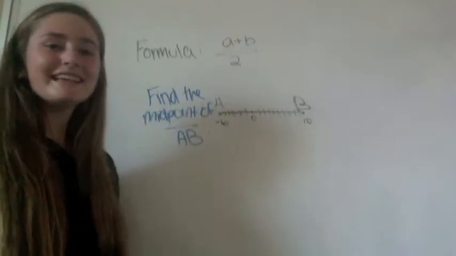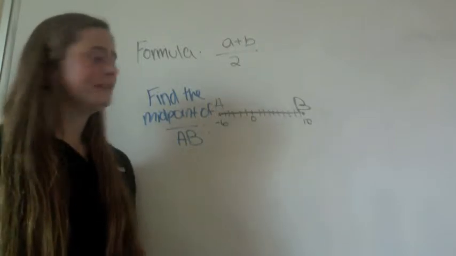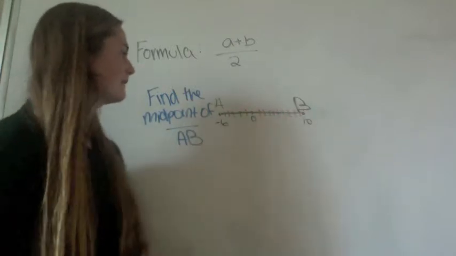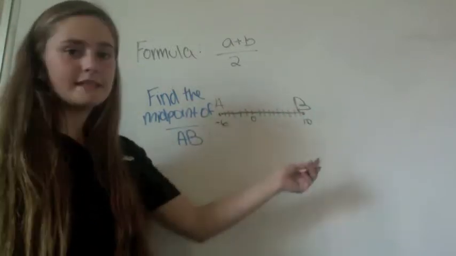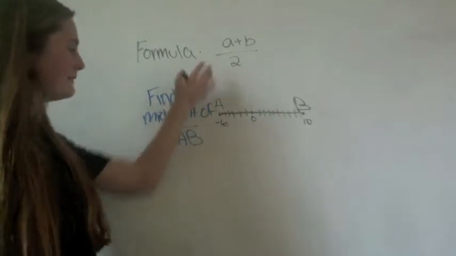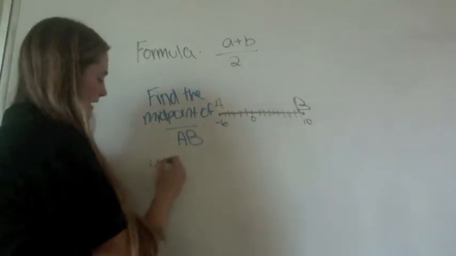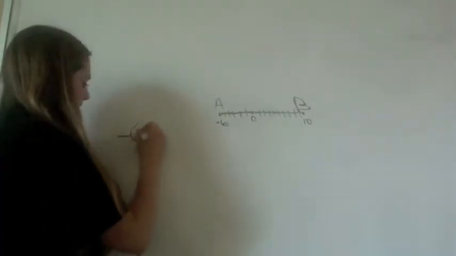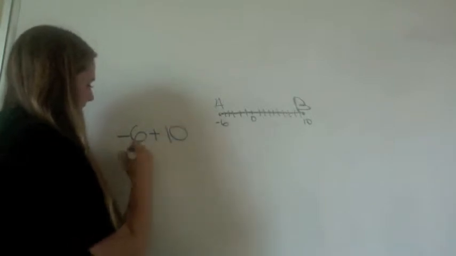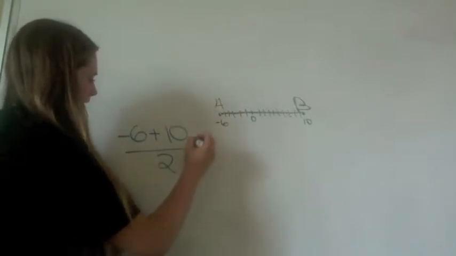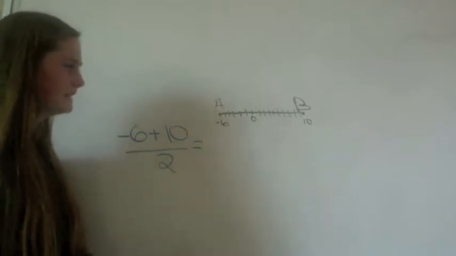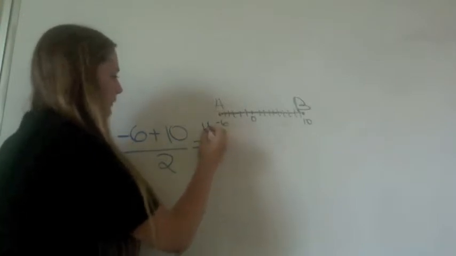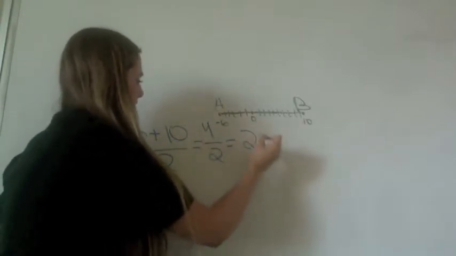And that's it. Here's an example problem. It tells you to find the midpoint of AB. So we have A and B. A is -6 and B is 10. We use the formula up here, knowing that A equals -6 and B equals 10, and we do -6 plus 10 over 2. -6 plus 10 is 4. 4 over 2, so 4 divided by 2, is 2.